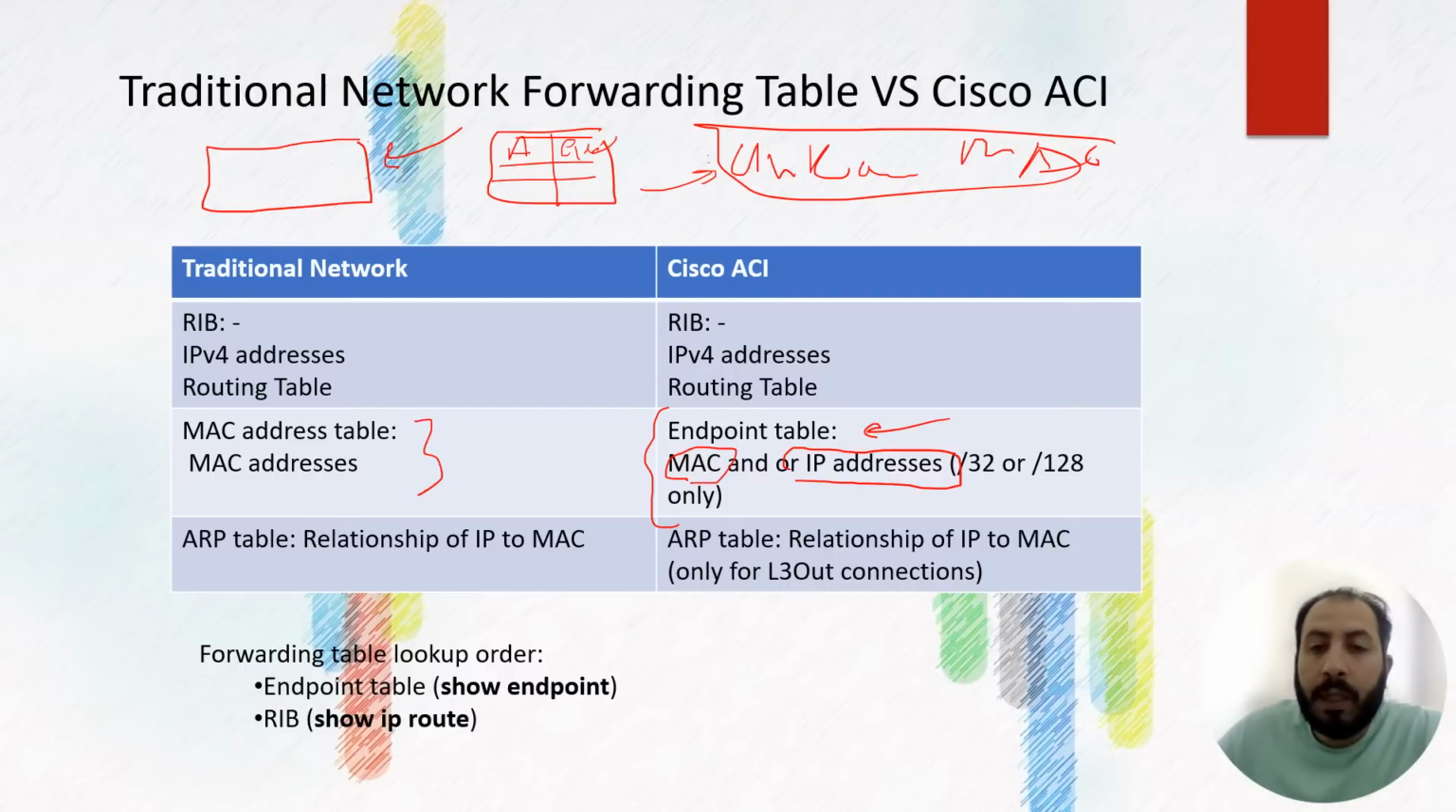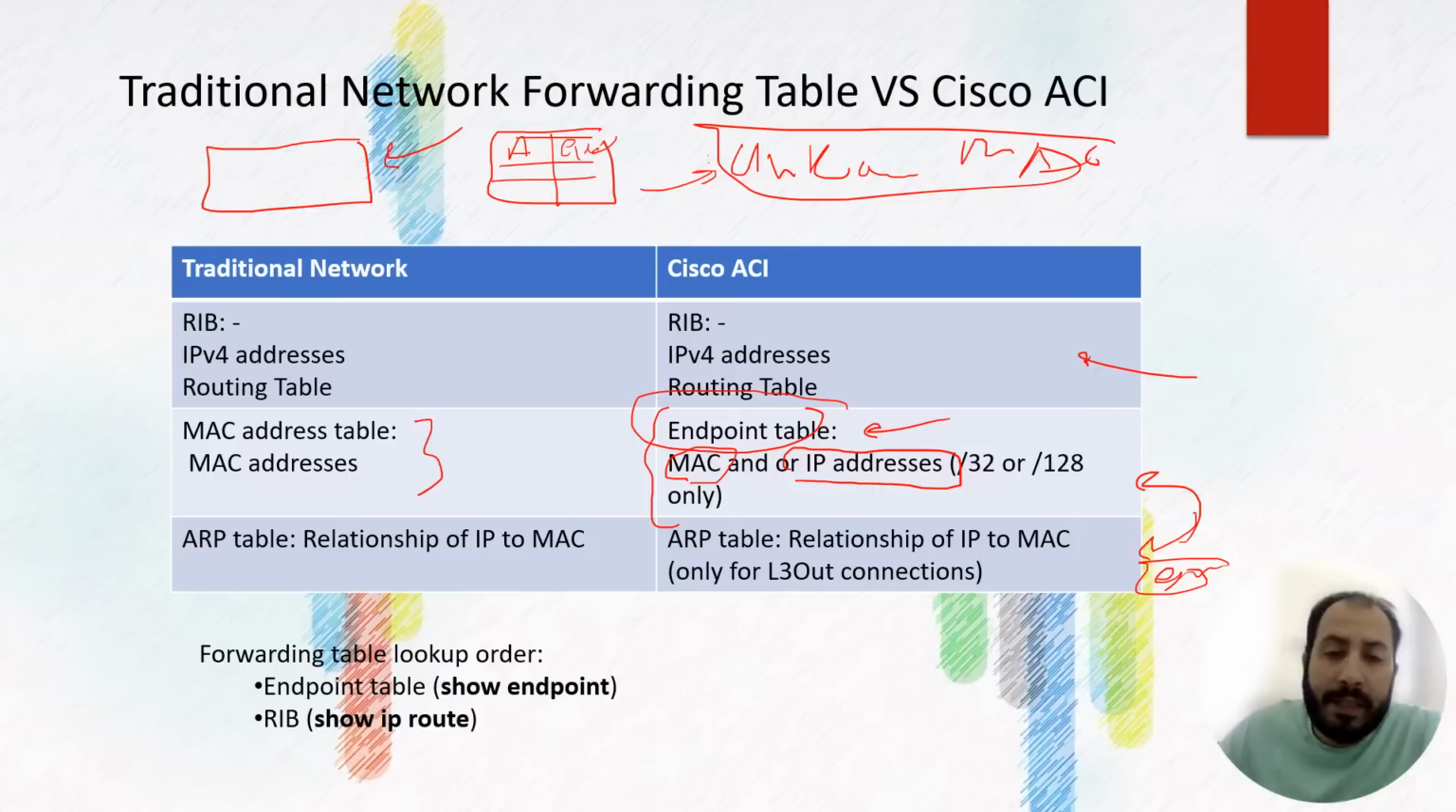Okay. ARP tables are still required, but for external connectivity outside the fabric. However, inside the fabric, you don't need an ARP table nor a MAC address table because the endpoint table is doing the job. Of course, the routing table will remain the same. The route forwarding, route lookup will remain the same, similar to the traditional network. The point here is that we no longer need a MAC address table or ARP table in the environment. We now have an endpoint table.